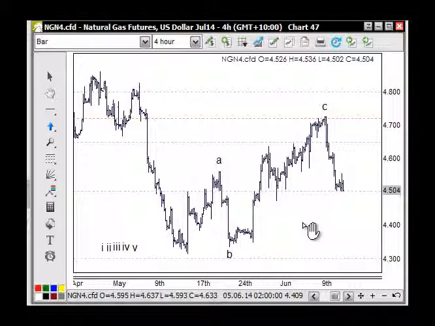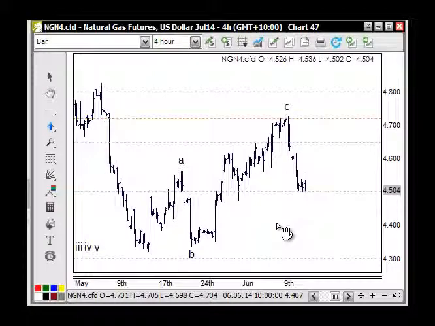The current move down here, this is roughly the 61.8% mark of this last swing through here.